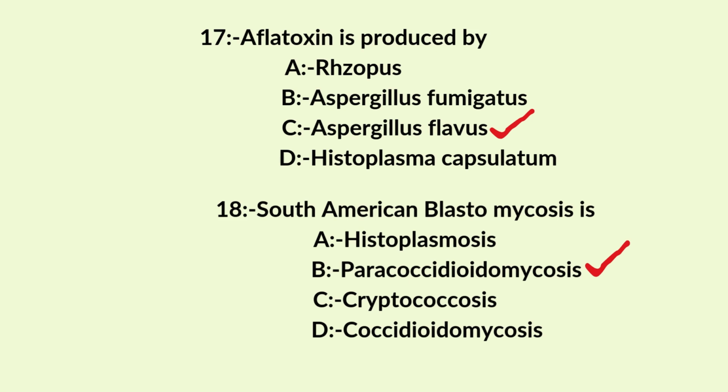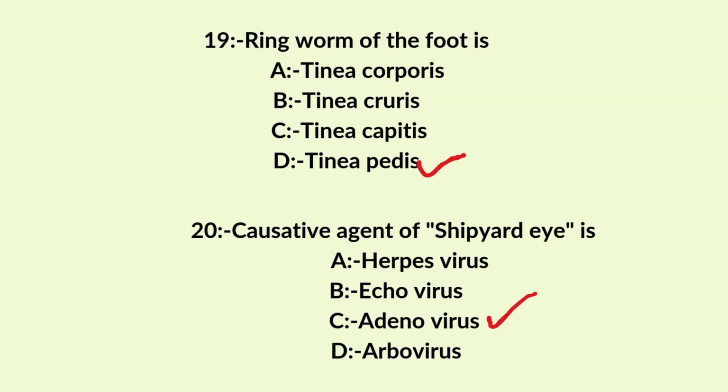Next one, South American blastomycosis is, options: histoplasmosis, paracoccidioidomycosis, cryptococcosis, coccidioidomycosis. Answer is paracoccidioidomycosis. Next one, ringworm of the foot is, options: Tinea corporis, Tinea cruris, Tinea capitis, Tinea pedis. Answer is option D, Tinea pedis.